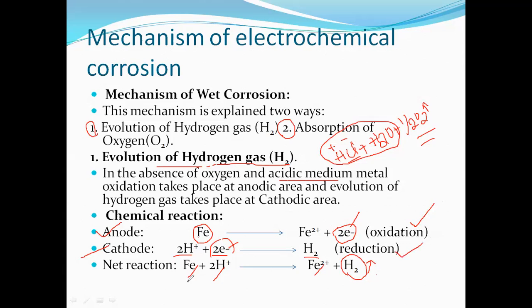We are taking the net reaction: iron combined with H+ gives rise to iron 2+ and hydrogen gas liberation. So it is known as evolution of hydrogen type corrosion. దీన్ని ఏమంటాడంటే evolution of hydrogen type corrosion అంటాడు. జాగ్రత్తగా ఉంది. Now let me see the continuation here.